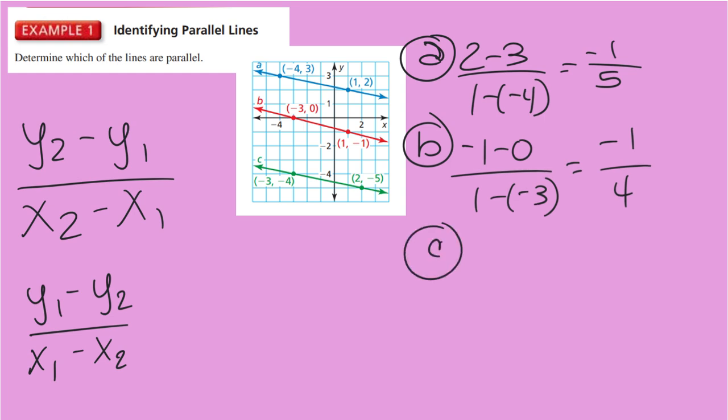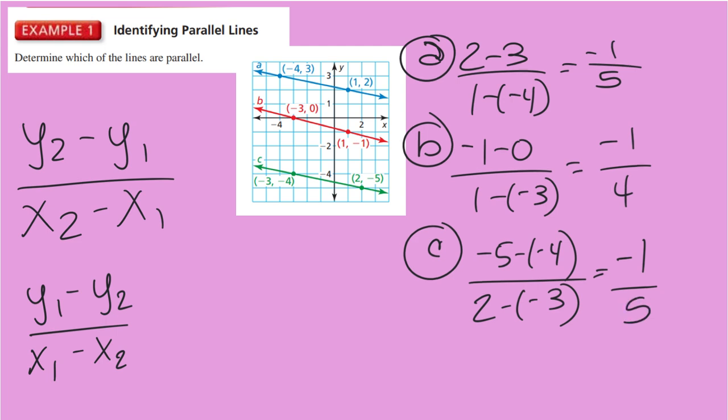In line C, we're going to have negative 5 minus negative 4 over 2 minus negative 3. Negative 5 minus negative 4 gives me negative 1. And 2 minus negative 3 gives me 5. So parallel lines, we're going to have which ones? A and C are going to be parallel. They're both the same, negative 1/5.